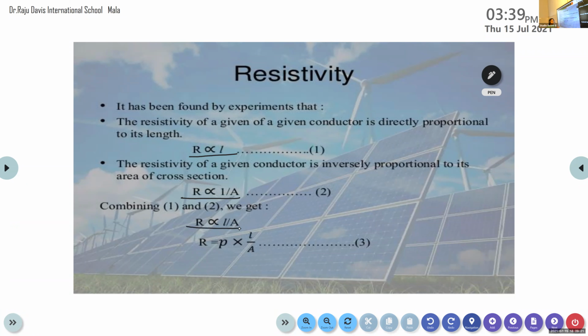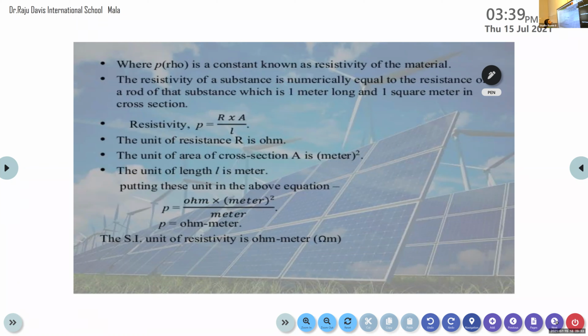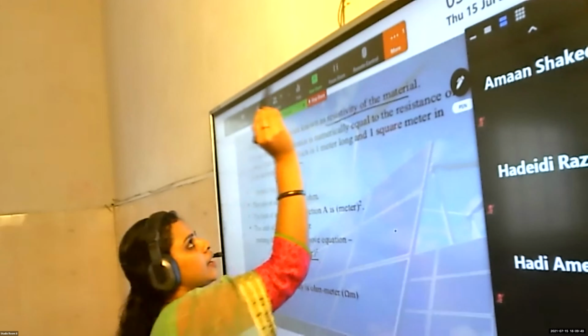In order to replace this proportionality sign, we introduce a constant. That constant is known as rho. Rho is known as the resistivity of the material. Okay, and the unit of rho, the resistivity, is ohm meter. And the equation for calculating rho is rho equals R into A divided by L. Okay, so that's all.